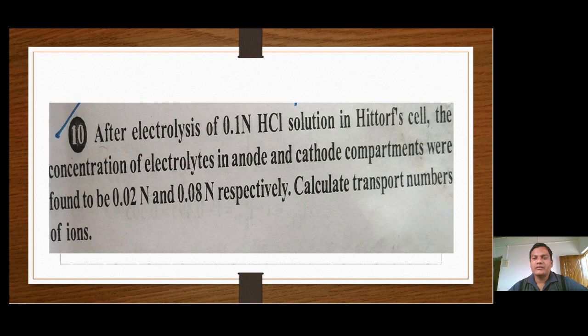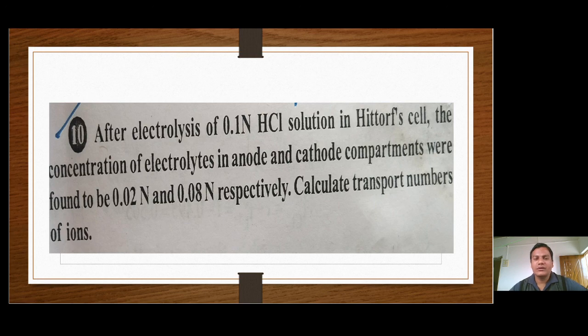Numerical number 9 is similar to the 8th one. You may solve it at home or practice it at home. So we will see the next one, that is numerical number 10. After electrolysis of 0.1 normal HCl solution in a Hittorf cell, the concentration of electrolyte in the anode and cathode compartments were found to be 0.02 normal and 0.08 normal respectively. Calculate the transport number of the ion.